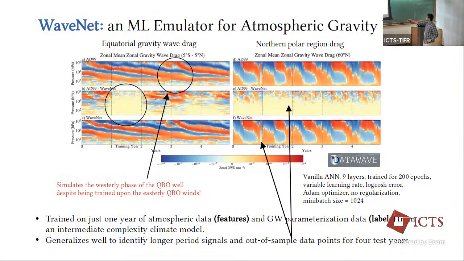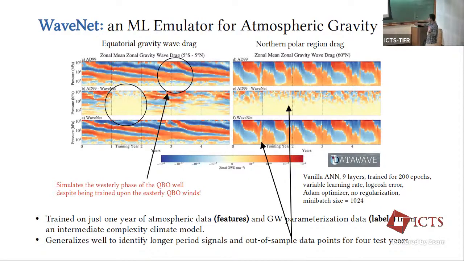So now, let's just look at the description of the machine learning model first, and let's see, based on what we have learned, can we understand the description. It uses a vanilla artificial neural net, just a fully connected neural net, not a convolutional net, with 9 layers: 7 hidden, 1 input, 1 output. And then it was trained for 200 epochs, much larger than our 10 epochs. It has a variable learning rate with a log cosh error and an Adam optimizer with no regularization, so no dropout, no L2, L1 penalty, and so on. And it uses a minibatch size of 1024.